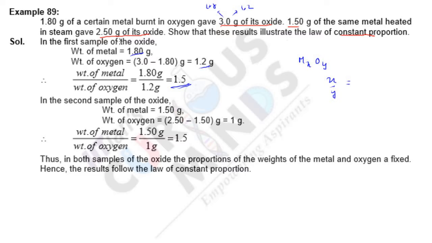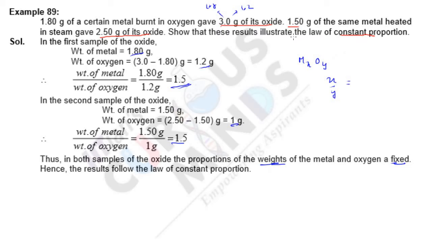So in the second sample of oxide, what is the weight taken of metal? 1.5 grams. And what is the weight of oxygen? So 2.5 minus 1.5, because 2.5 is the weight of metal oxide, so we get 1 gram. So now taking the ratio of weight of metal and oxygen, we again get 1.5. So you can see the ratio is constant. That means in both samples of the oxide, the proportion of the weights of the metal and oxygen are fixed.